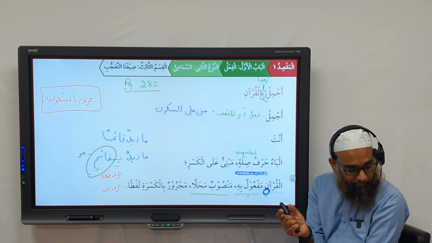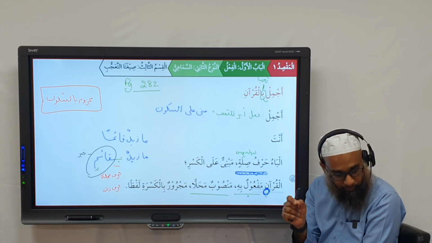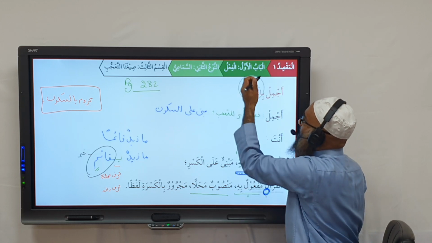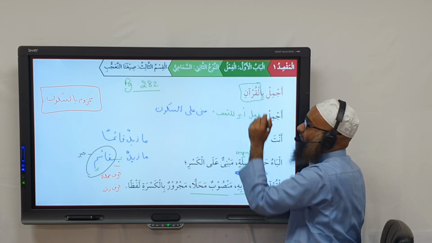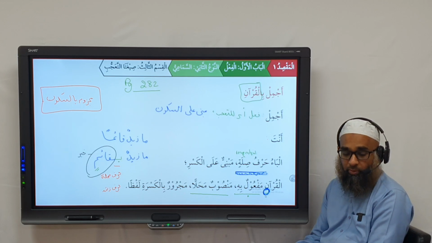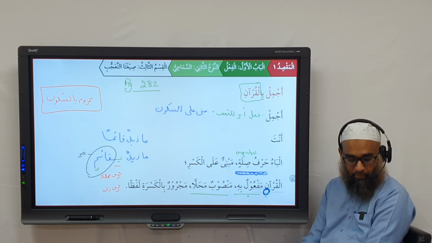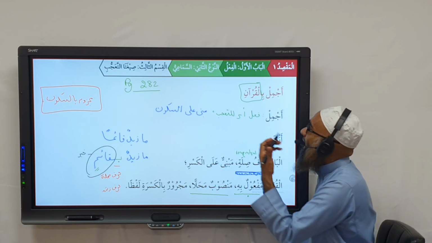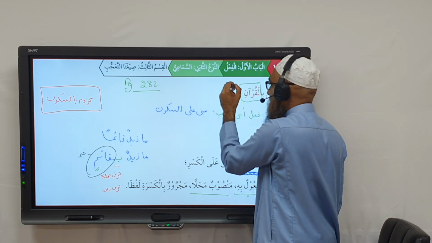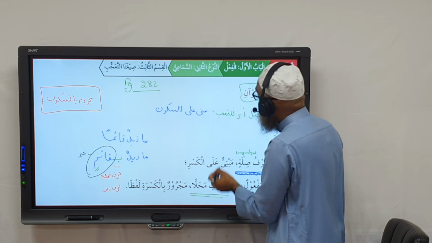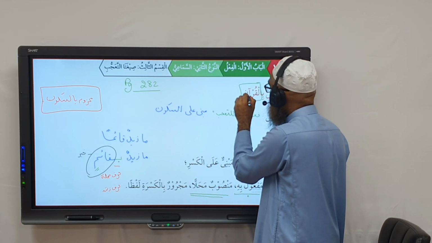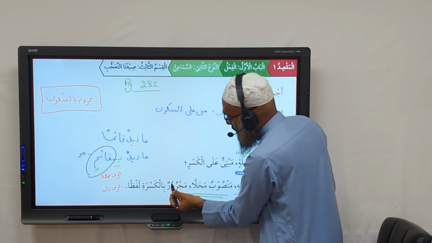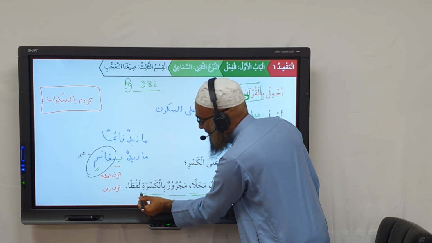So the slot is a maf'ul bihi. What's a maf'ul bihi? Mansoob. So in terms of the slot, mahal means the slot. Because this is becoming the maf'ul bihi, what slot is it going to become? What's the maf'ul bihi slot? Marfu, mansoob, or majroor? It's mansoob. So because the maf'ul bihi slot is mansoob, you will say mahallan is mansoob. The slot of this is mansoob. However, what can you see in the wording? Marfu, mansoob, or majroor? Majroor. So majroorun bil kasrati lafdhan.